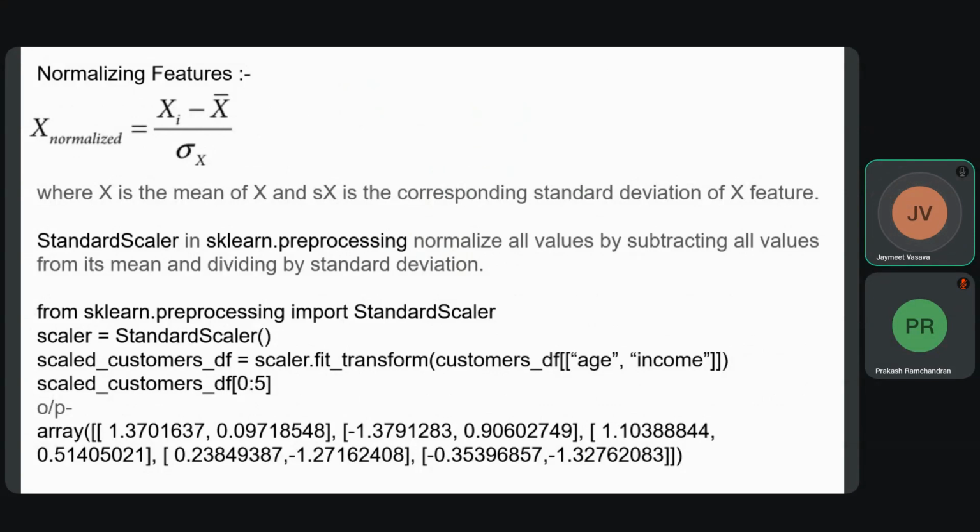So for normalizing this in our Python implementation, we'll use scikit-learn.preprocessing and then use the standard scaler. So we'll import standard scaler from scikit-learn's preprocessing and have a scaled customer DF. And when we get the output of the first 5 values, you can see the normalized values over here.